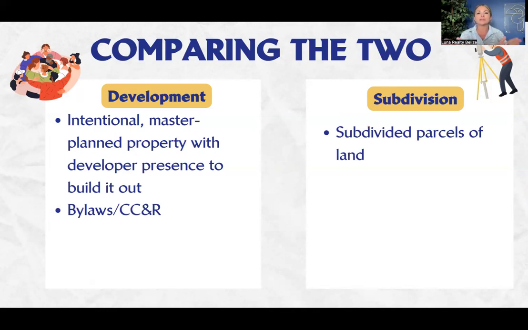Now, typically, when you're looking in a development, you're going to find that there's bylaws or CC&Rs, which stands for covenants, codes, and restrictions. And this is to ensure that all community members are adhering to the standards that the development was built upon. Whereas a subdivision, there typically are none of those bylaws or CC&Rs. So there are no restrictions as to what can be built. You can build whatever it is that you want.